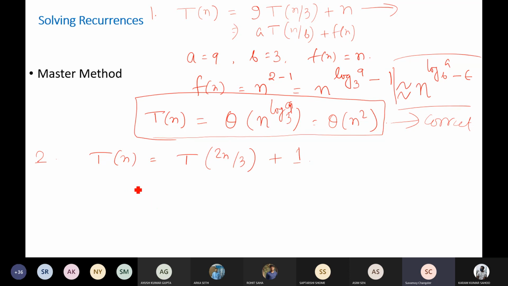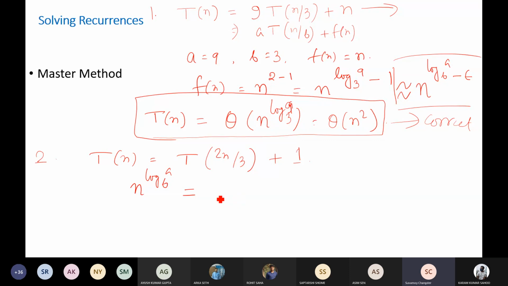What will be the value of n to the power log a base b? Actually, if you go for finding the master method, you can check that the f(n) value is depending upon, or there is a relationship between f(n) and n to the power log a base b. Based on the value of n to the power log a base b, we get the solution of T(n) every time.